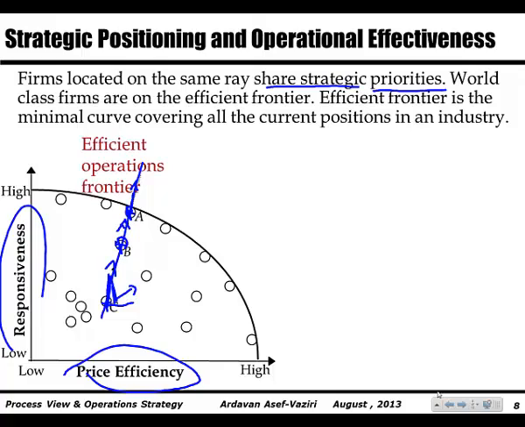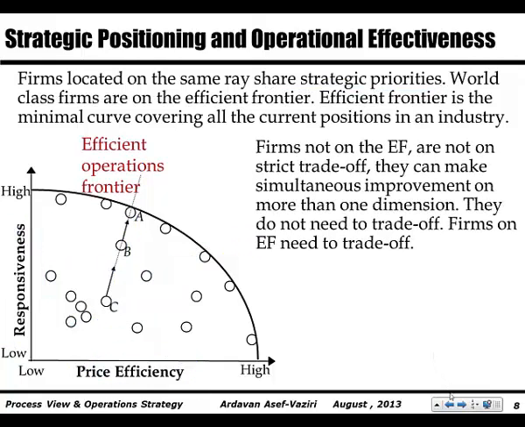If this is the strategic position of these three firms, then they also have the same strategic priorities. They do almost the same trade-offs between price efficiency and responsiveness. Firms not on the efficient frontier are not on a strict trade-off. They can make simultaneous improvement on more than one dimension. They do not need to trade off. Firms on the efficient frontier need to trade off.